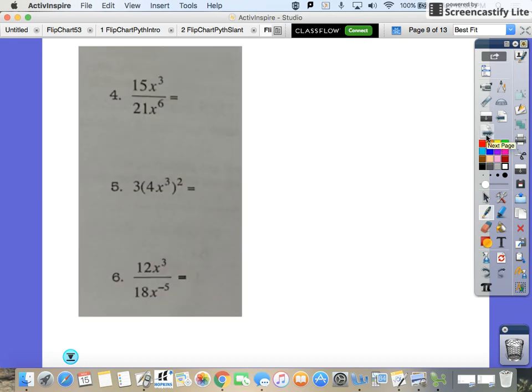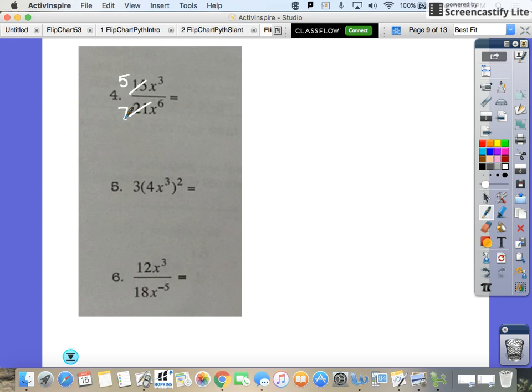On this page, we have a little bit more complex. We have some numbers as well as variables. If we look at 15 and 21, both of those have a common divisor. And the greatest common factor for both of them, or the greatest number they can be divided by, is 3. 15 divided by 3 is 5. 21 divided by 3 is 7.